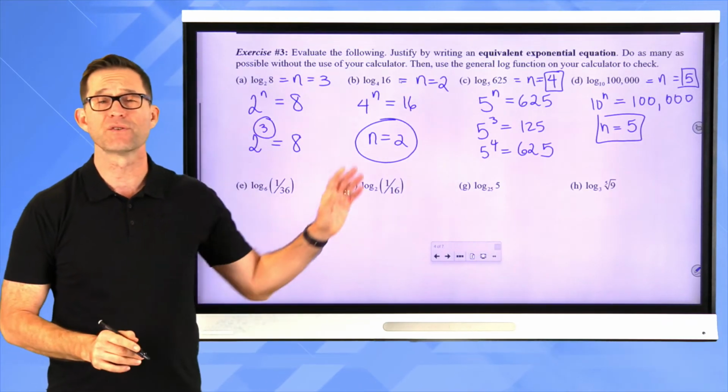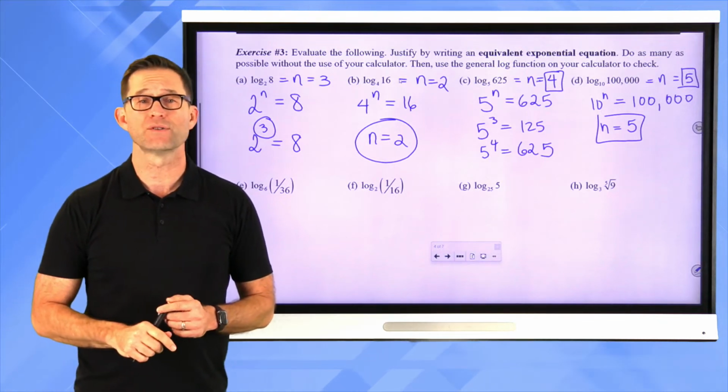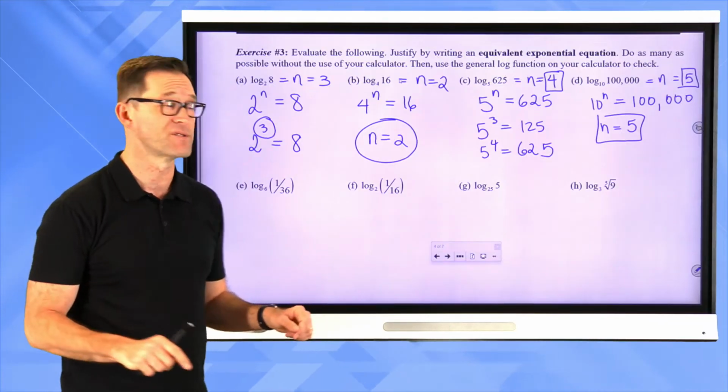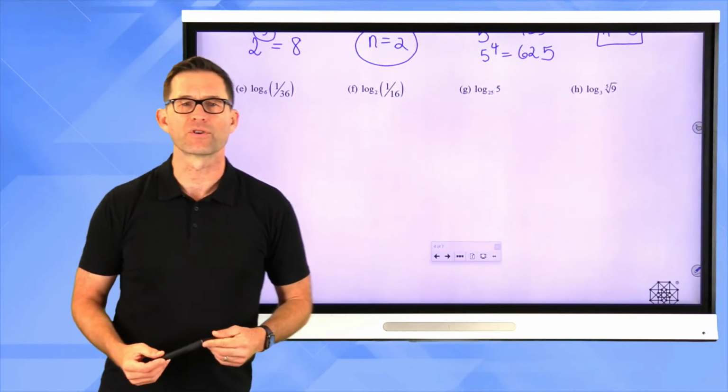And again, all of these are very easily checked on the calculator. Make sure that you do get some work with that general log button because it's going to be helpful in a variety of ways throughout this unit. Okay, now let's take a look at some that are a little more challenging.